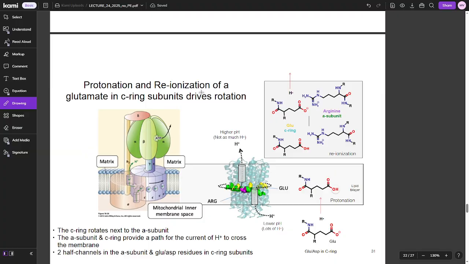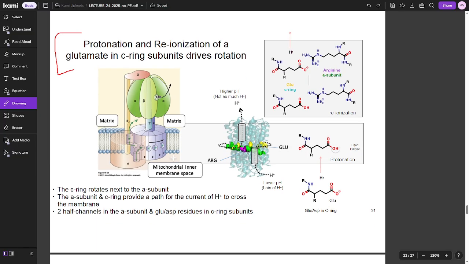But now here's where we get to the interesting part. This is how the thing actually works. Protonation and deprotonation of glutamate in the C-ring subunits drives rotation. Basically, the rotation of this whole C unit, and the gamma and epsilon here, is caused by a series of glutamate amino acids that act as proton acceptors and then donors.